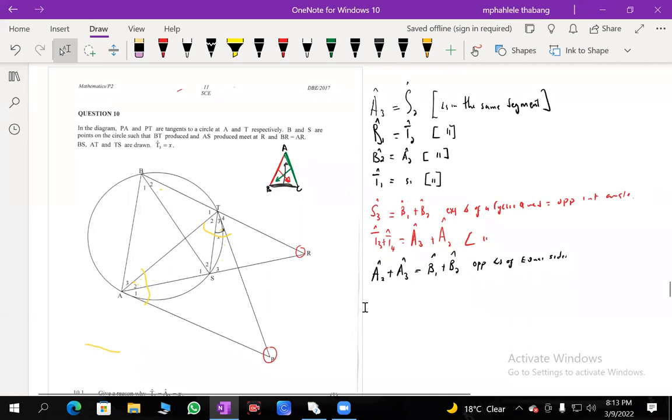At the circumference of a circle. They are not at the same.